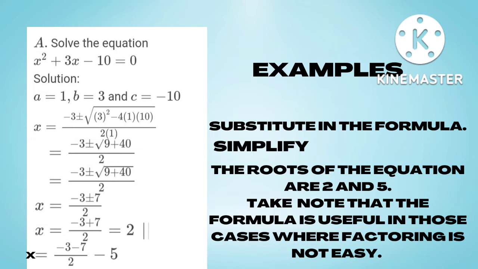Next step is the roots of the equation are 2 and 5. So x is equal to 3 plus or minus the square root of 9 plus 40, all over 2. Next is x is equal to 3 plus or minus 7, all over 2. Next is x is equal to 3 plus 7 over 2, which is equal to 5. And lastly, x is equal to 3 minus 7 over 2, which is negative 2.